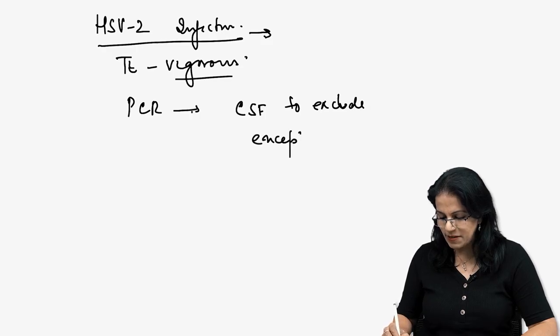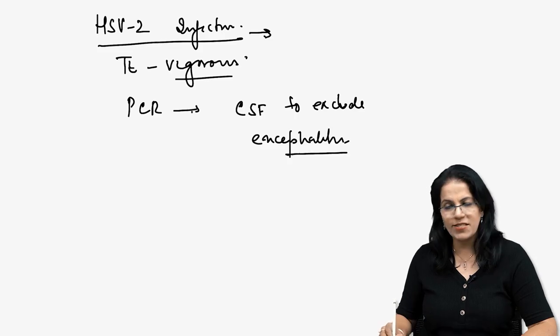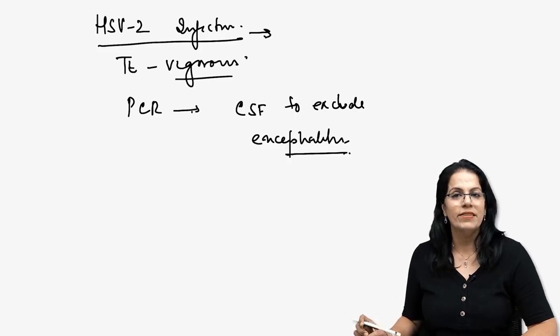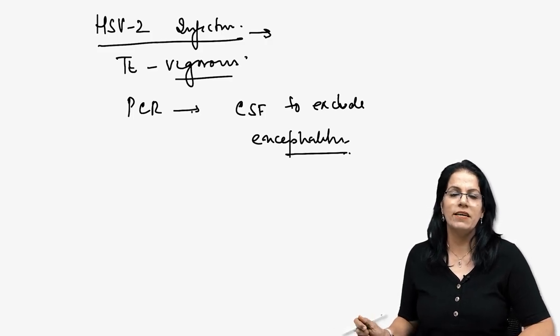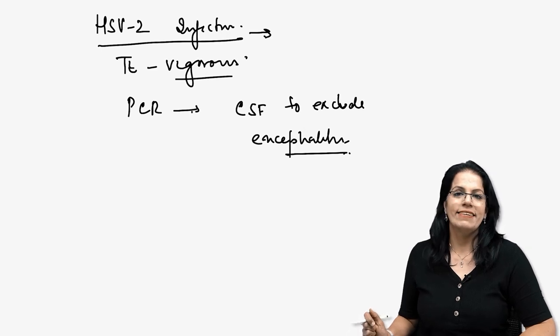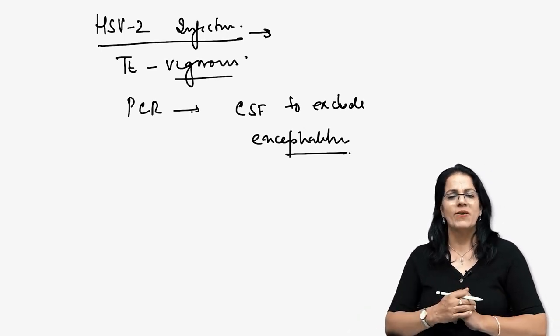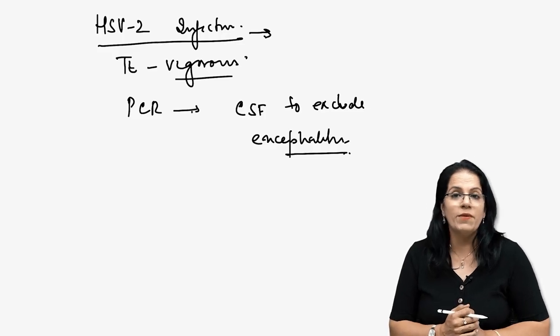Again, at your level, it may not be asked. This is one little extra point that you have to know. For any simplex, of course, we know what treatment we are giving. It's mainly acyclovir. We have discussed the details in the cornea chapter. So that was ophthalmia neonatorum.